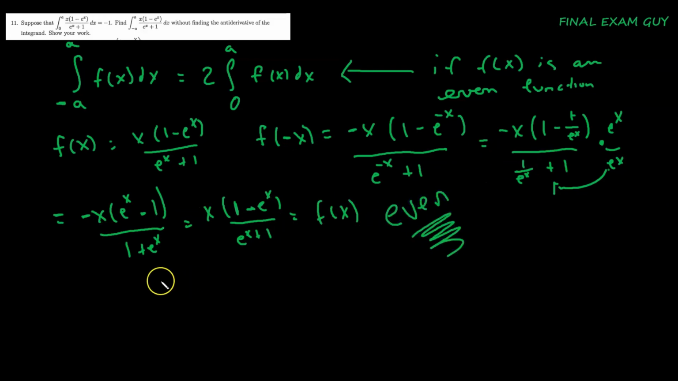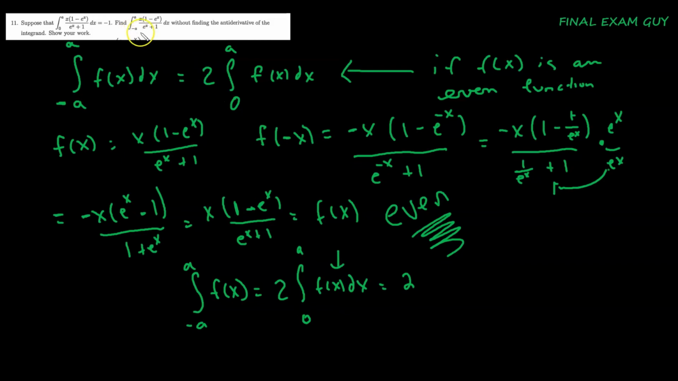Now we can state comfortably that the integral from negative a to a of our function, I'll just write function to simplify, is 2 times the integral from 0 to a of f of x dx. And we're given the value of this integral, it's equal to negative 1. So you have 2 times negative 1. So the answer to this question is negative 2.